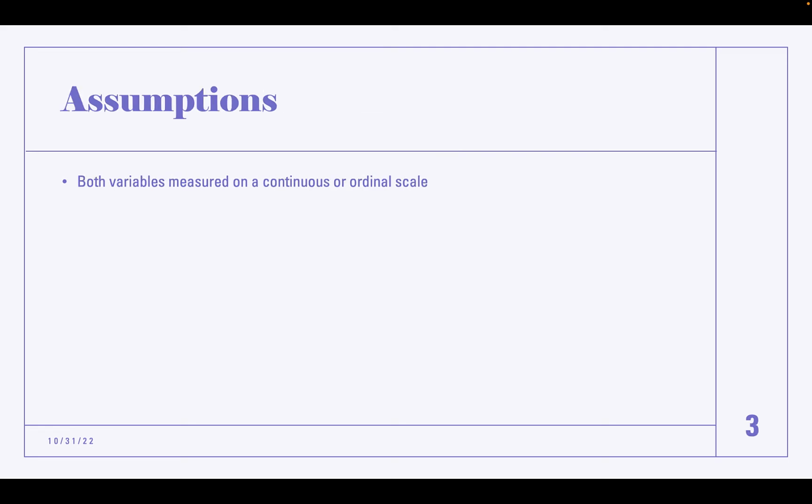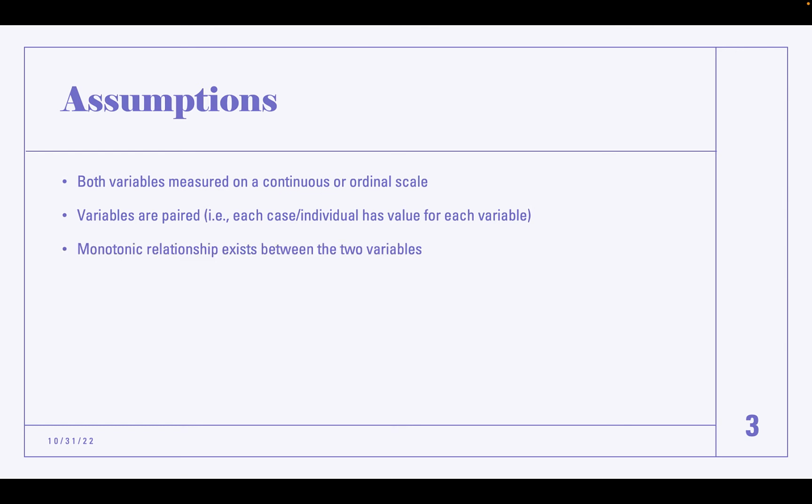All right, assumptions. Both variables are measured on a continuous or ordinal scale. Much like before, the variables are paired, so each case or individual has a value for each variable. And then our last assumption is a monotonic relationship existing between the two variables. All right, and again, we can use a scatter plot to visually assess the monotonicity. But the good news is we're no longer worried about linearity, outliers, and normality.